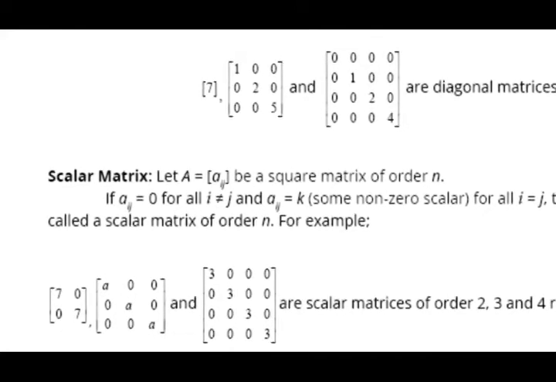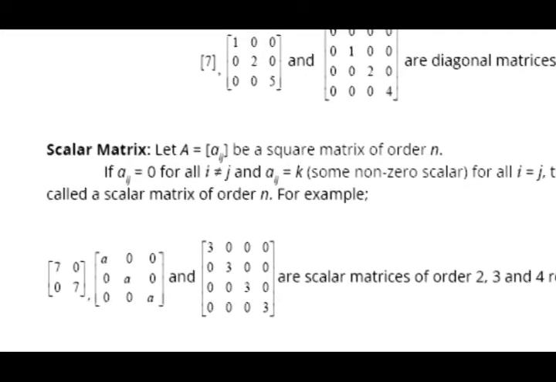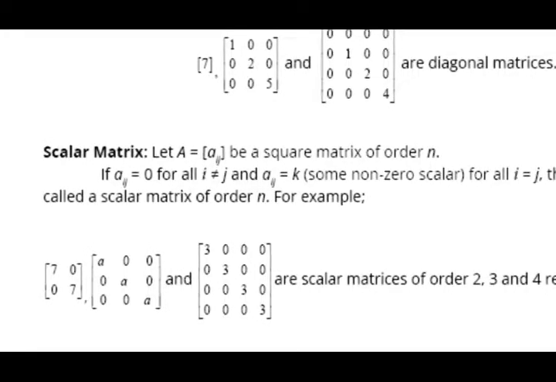Scalar matrix: same as a diagonal matrix, but in this, in the principal diagonal all values are the same. This is called a scalar matrix.